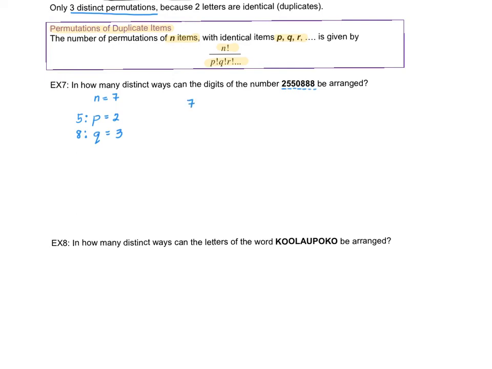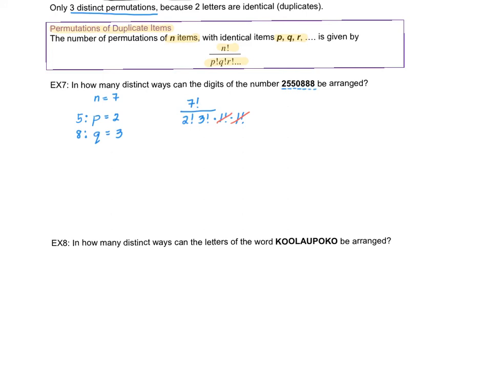So the number of ways that I could arrange these digits would be the total, 7 factorial, over the 5, I have 2 of them, so that's 2 factorial. The 8, I have 3 of those, so that's 3 factorial. I don't have to list the number 2 or the number 0 since there's only 1. I could write, okay, well, there's only 1 two, so I could put in a 1 factorial, and there's only 1 zero, so I could put in a 1 factorial. But 1 factorial is simply 1, and multiplication by 1 doesn't change anything, which is why you only have to put in the ones that duplicate.